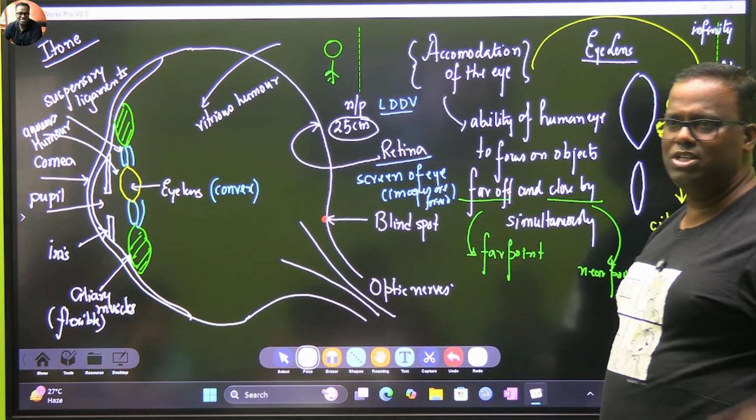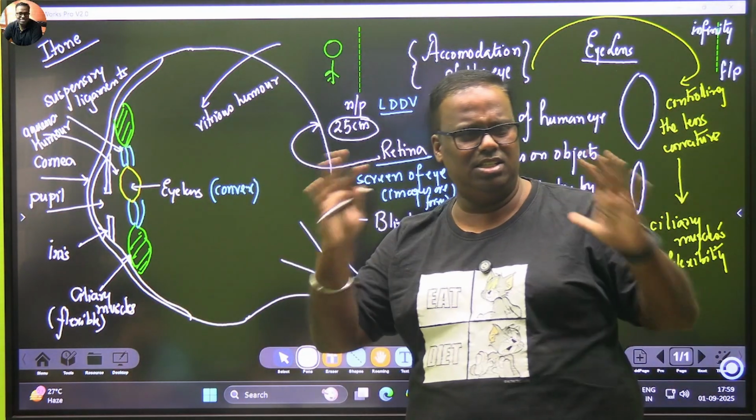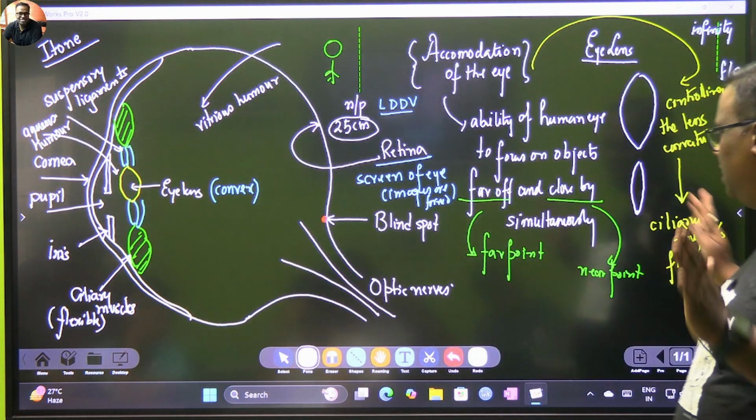So aqueous humor is also tears, the ones that come out. Vitreous humor is the fluid. This entire thing is in a fluid base. Otherwise, your eye will become dry. And there are 2 pores. So that grade 8 level, this is sufficient.